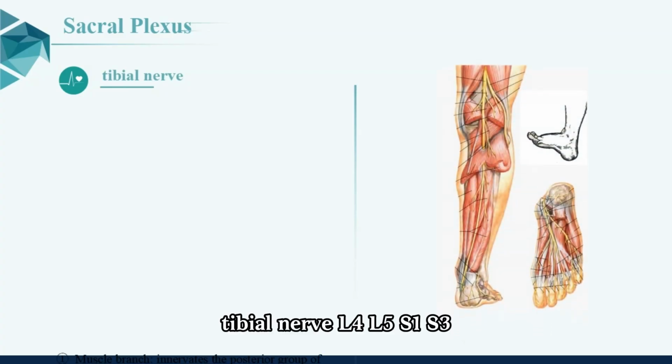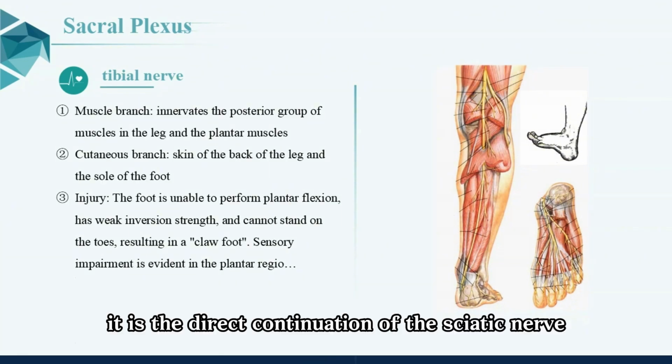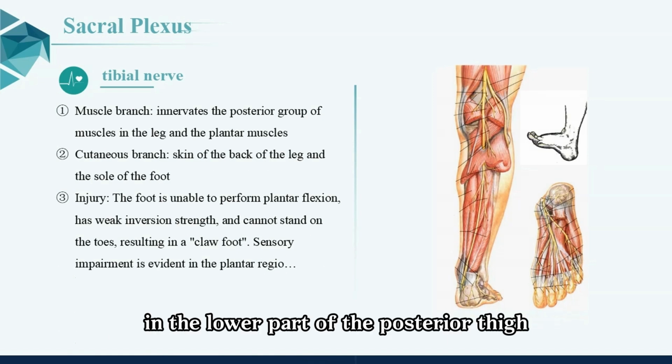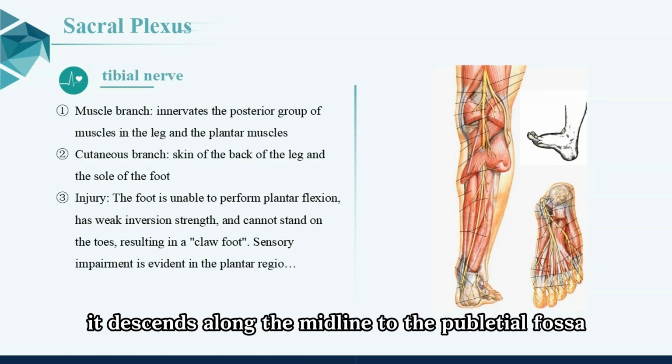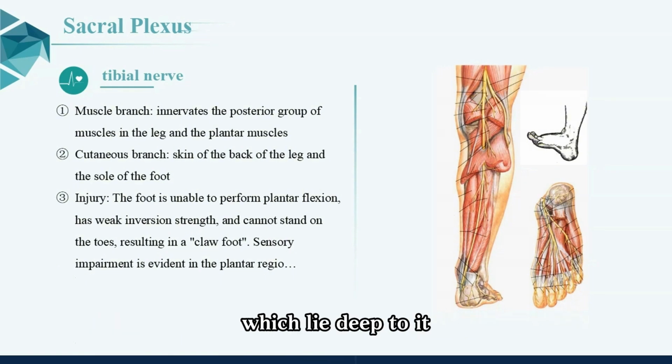3. Tibial nerve, L4, L5, S1 to S3. It is the direct continuation of the sciatic nerve trunk. In the lower part of the posterior thigh, it descends along the midline to the popliteal fossa. It descends in company with the popliteal vessels, which lie deep to it.